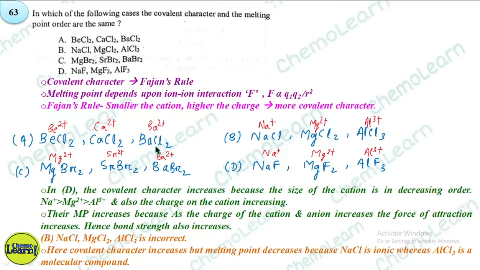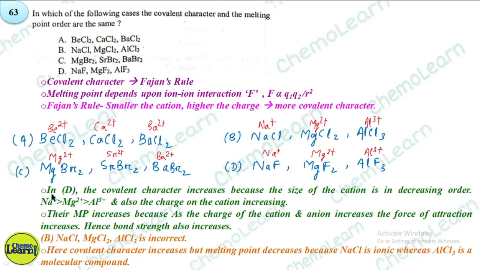And if you look at these 4 options, for each option we are given the same anions, so we will consider only cations. In option A we have Be2+, Ca2+ and Ba2+. In option B, we have Na+, Mg2+ and Al3+. In option C, we have Mg2+, Sr2+, Ba2+. And in option D, we have Na+, Mg2+ and Al3+.